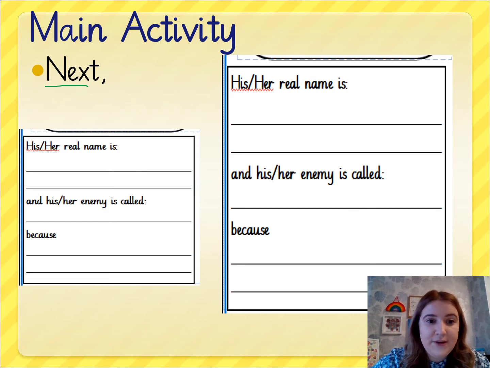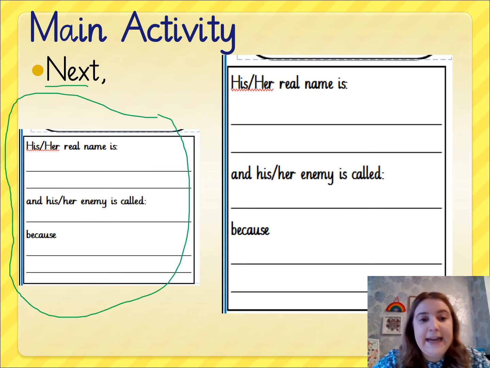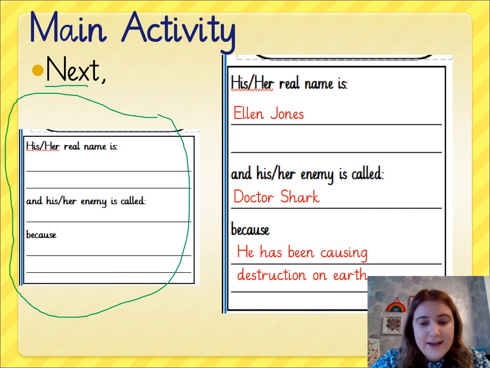So next I'm going to fill in this section underneath the picture. So his or her real name and what their main enemy is called. So her real name is Ellen Jones. She's got quite a plain name, and that's why she likes to be called Victorious Violet. And her enemy is actually called Dr. Shark because he's been causing destruction on Earth for many, many years, and that's why he is her main enemy. She needs to try and defeat him. So this is what I've put for my next part, and let's look at the final part together.